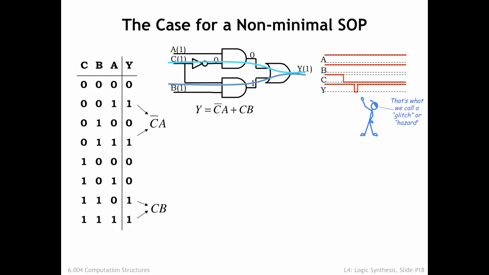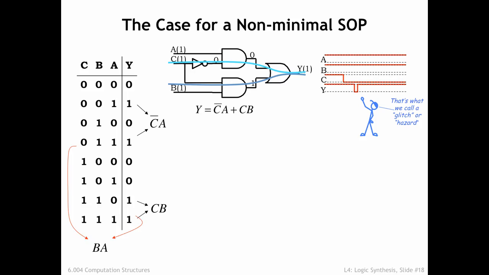This short blip in y's value is called a glitch, and it may result in short-lived changes on many node values as it propagates through other parts of the circuit. All those changes consume power, so it would be good to avoid these sorts of glitches if we can.